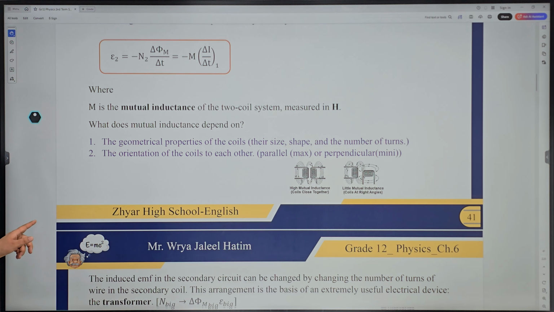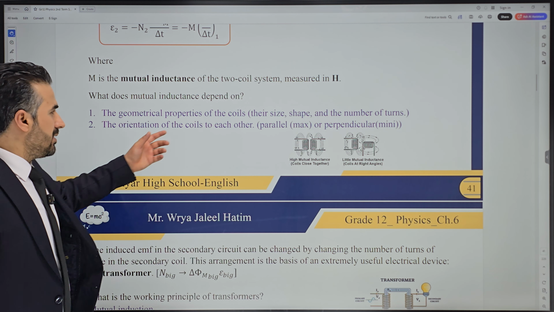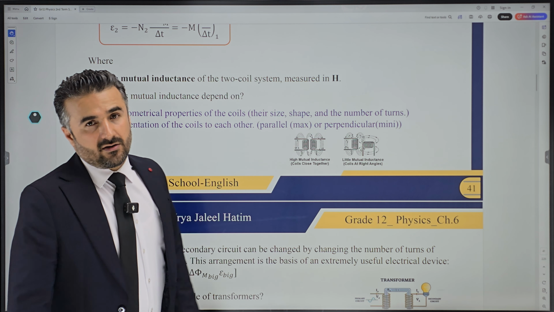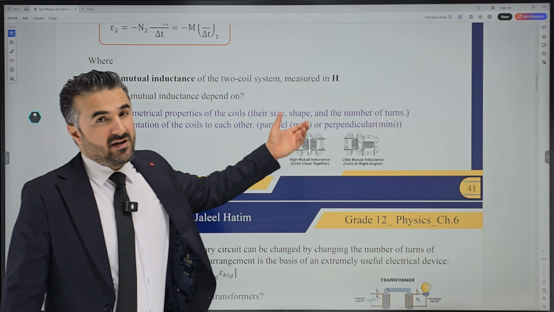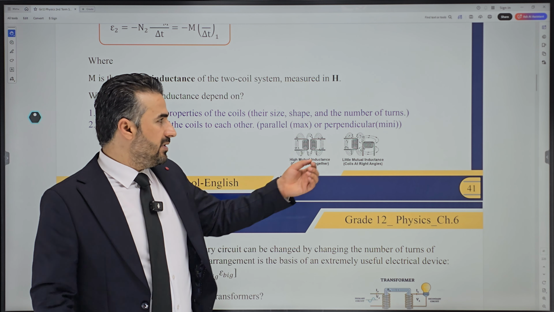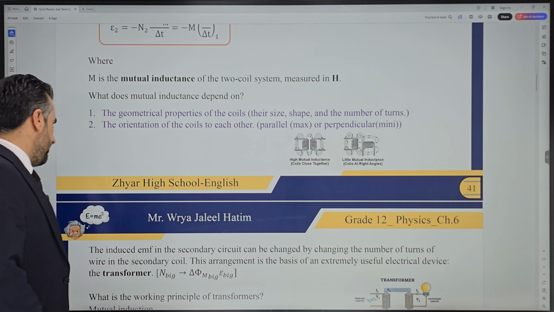What does it depend on? It depends on two things. First, the geometrical properties of the two coils, like their size, their shape, the number of turns, etc. And then the orientation of the two coils to each other. If they are parallel we get maximum EMF induced, but if they are perpendicular, then we get minimum or zero EMF induced.